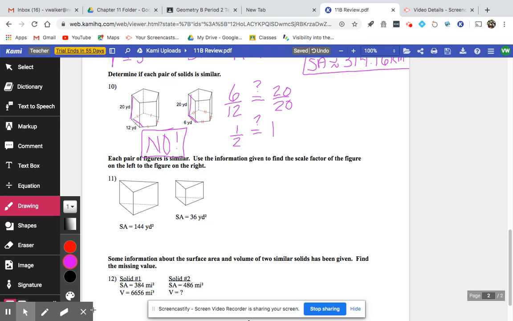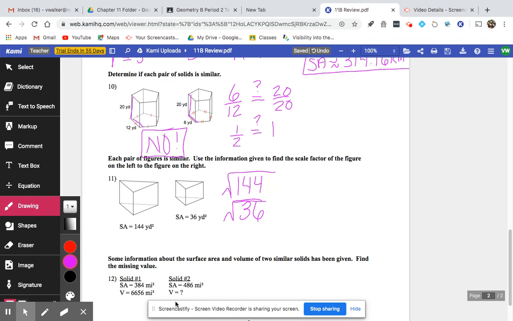Now for number 11, they tell us that the pair of figures are similar. We want to use the information given to find the scale factor. So here they give us the surface area. The larger surface area is 144 yards squared. The other one is 36 yards squared. Here's how I'm going to go about doing this. I'm going to make a fraction. So we got 144 over 36, all right? Now, to find the scale factor, this is surface area.